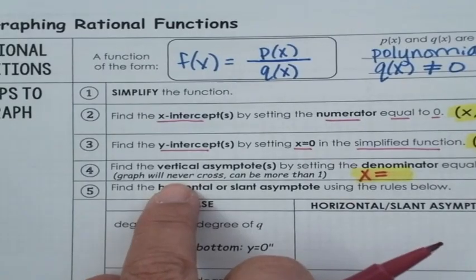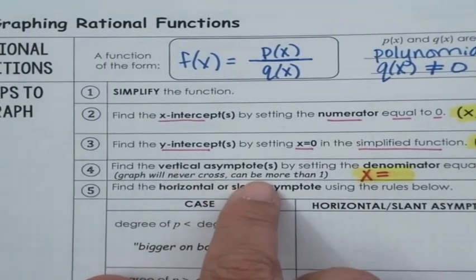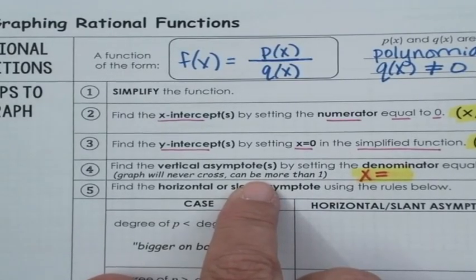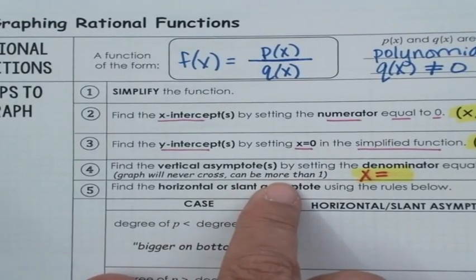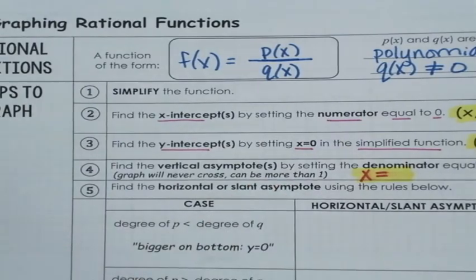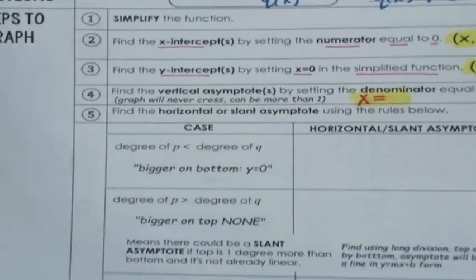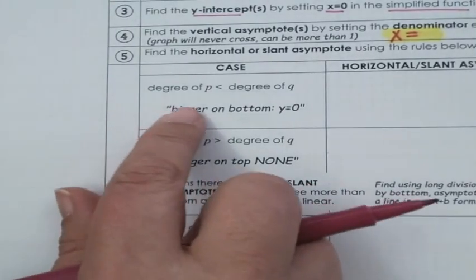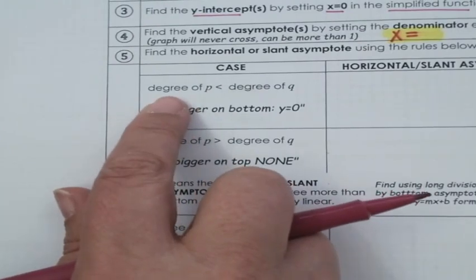I've said down here on the bottom, the graph will never cross the vertical asymptote, and there can be more than one. Okay, which is really weird, but it happens. There can be more than one vertical asymptote. Okay, now horizontal asymptotes are kind of different because horizontal asymptotes have 3 different cases, right? Horizontal asymptotes have 3 different cases.